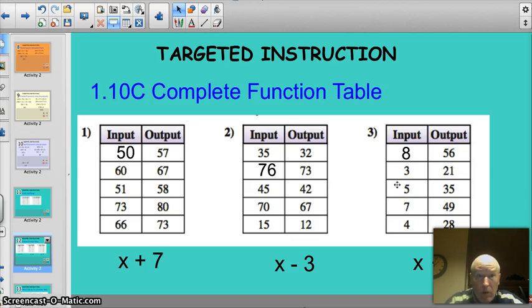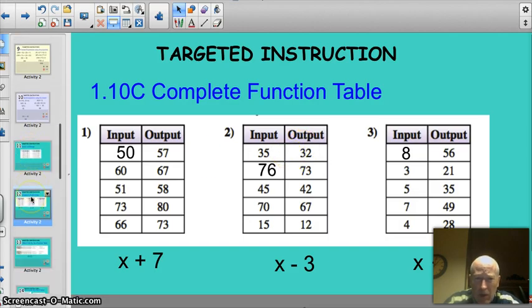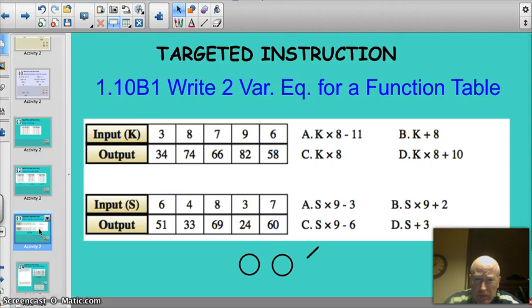Okay, so we've completed 1.10c, completing the function table, and we've already started to talk about how you have to figure out what's actually going on in that function table to get from the domain to the range, or from the x to the y. So now we can get into 10.1b1, a couple of examples there. Why don't you see if you can figure out which is the right equation here for these two function tables.